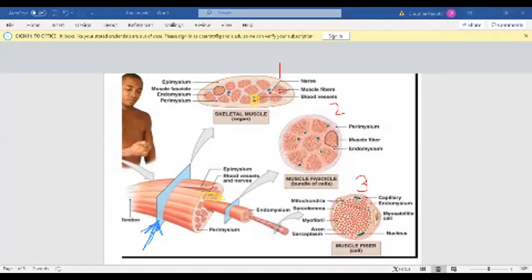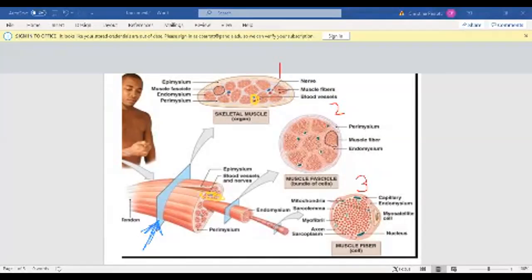Okay, now you'll see in picture 1, around that whole muscle you have the epimysium, and within that whole muscle, you have these bundles. These bundles are called muscle fascicles, okay? So a muscle fascicle is going to be on the inside of that epimysium. Then we go down to picture 2 out there.